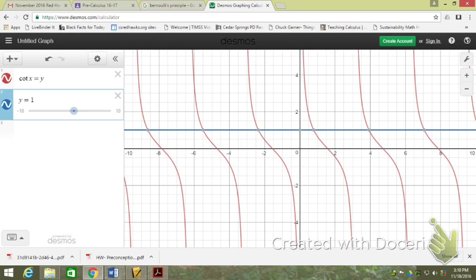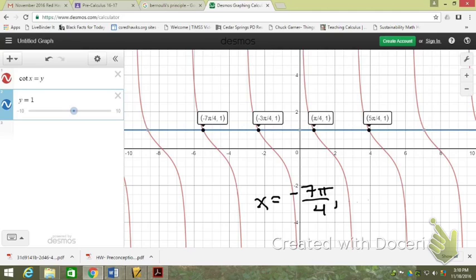And then if we look in decimals, look at that. 5 pi over 4. Pi over 4. 3 pi over 4, or negative 3 pi over 4. And negative 7 pi over 4. And so those are my solutions. X equals negative 7 pi over 4, and so on.